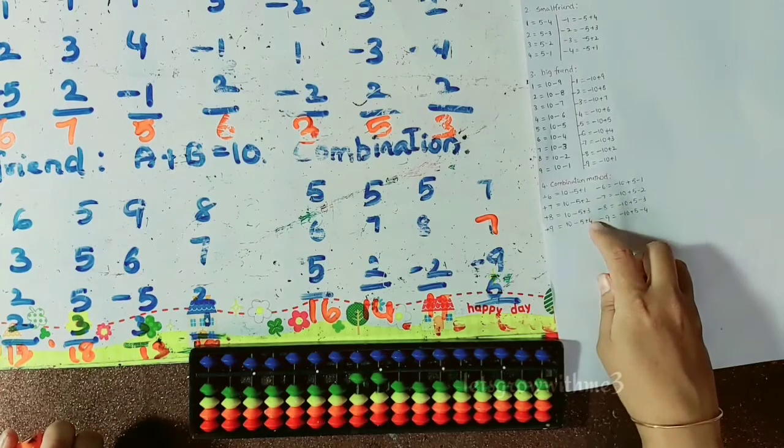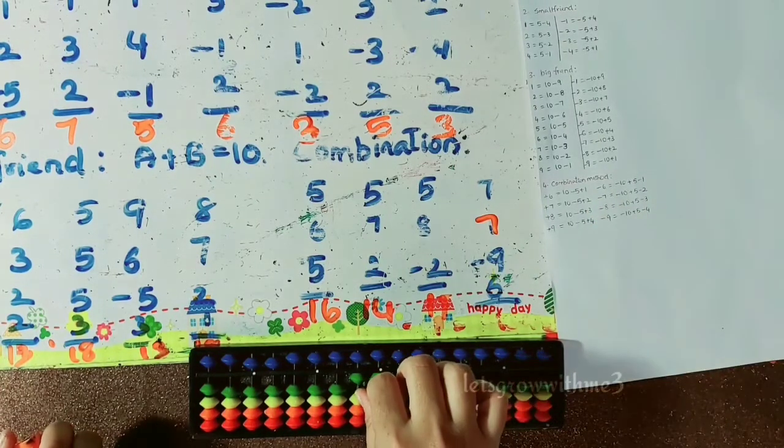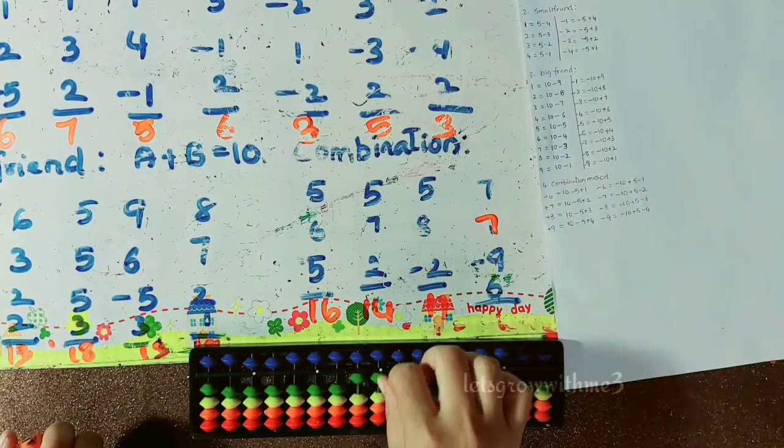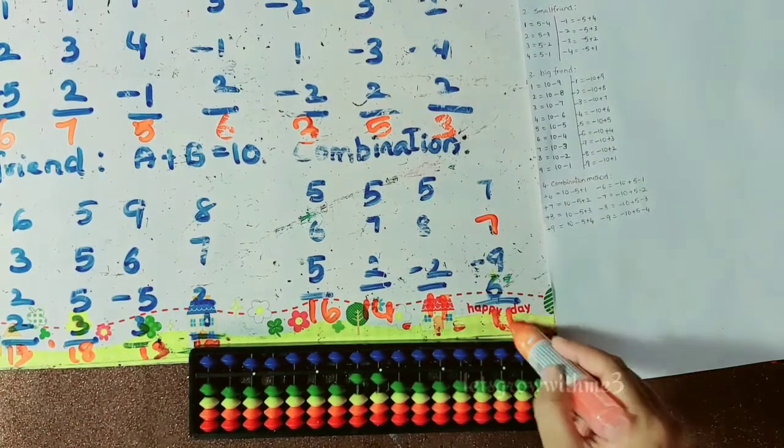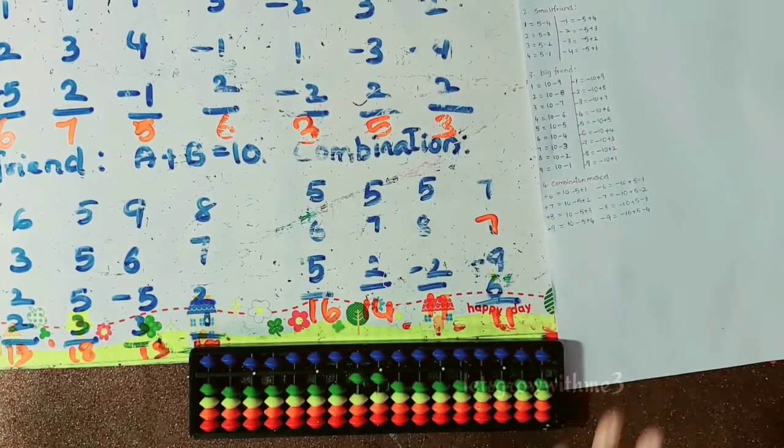Then we got 5. So for 5 you need to add 6. How to add 6? Plus 10 minus 5 plus 1. So I just added it. So the answer is 11.